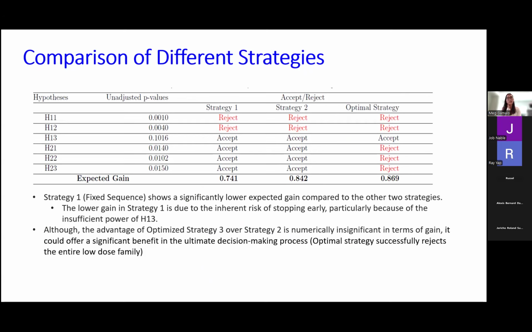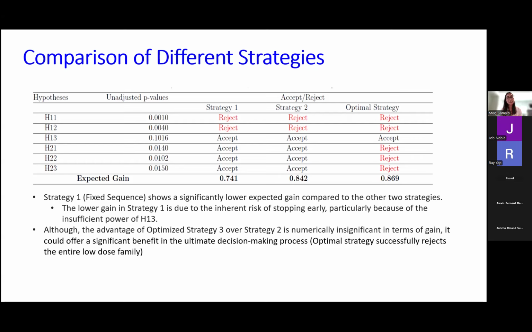So what would that mean in terms of being able to accept or reject a particular hypothesis, which is related to the endpoint? In strategy 1, we are only able to reject 2 hypotheses, H11 and H12. In strategy 2, we were able to reject 2 hypotheses as well. But in the optimal strategy, we were able to reject almost all except for H13. So in this particular case, the expected gain is actually higher in the optimal strategy as opposed to strategy 1 and strategy 2, meaning that there is a possibility of us being able to negotiate with the FDA or EMA on many of these endpoints in the label.